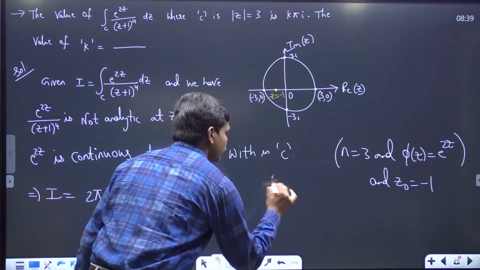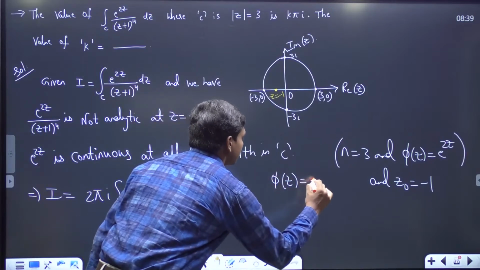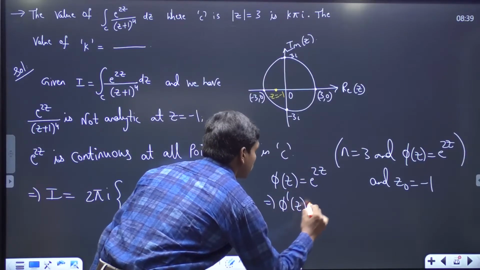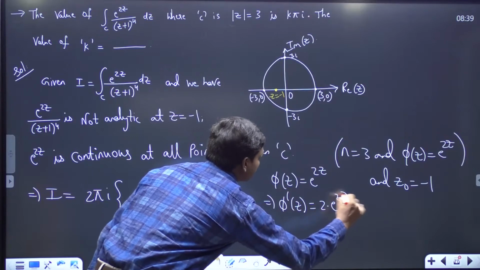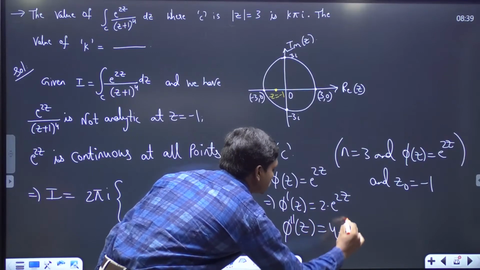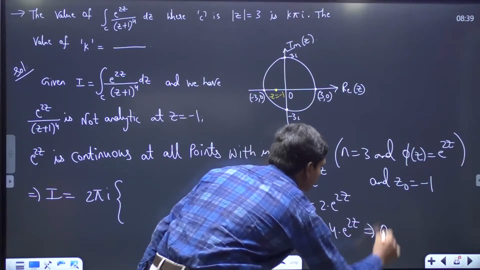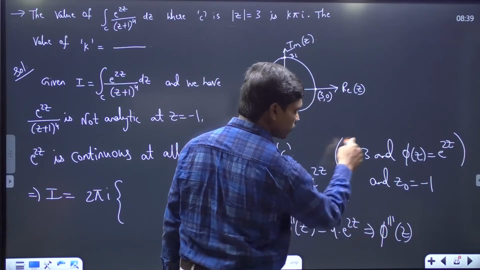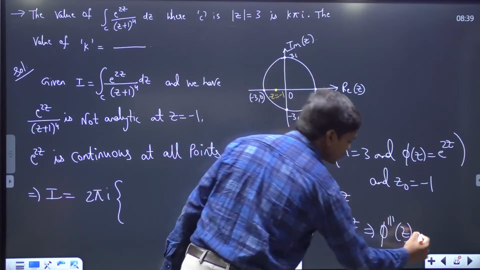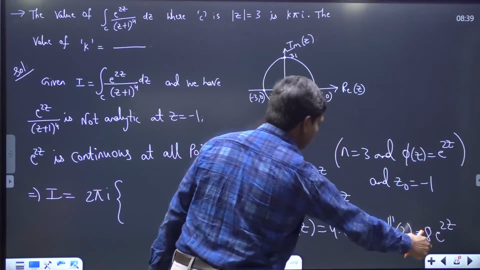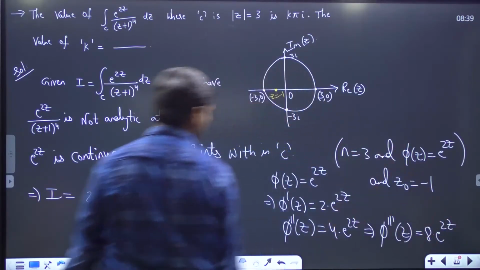Okay? If phi of z is equal to e power 2z, this implies phi dash of z is equal to 2 into e power 2z. Phi double dash of z is equal to 4 into e power 2z. And finally, phi third derivative of z, because you want the nth derivative of this phi and n value is 3, you want the third derivative of phi. This is 8 into e power 2z. So now you need to calculate this value at z naught is equal to minus 1.